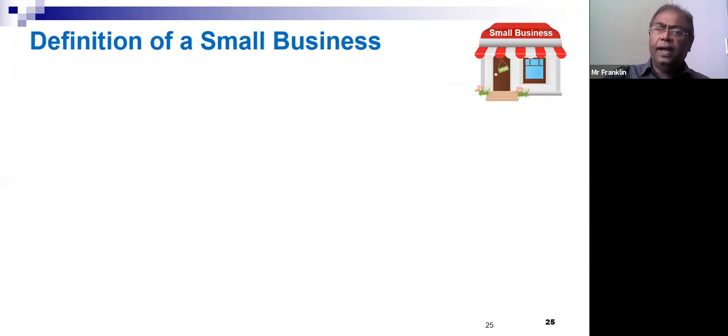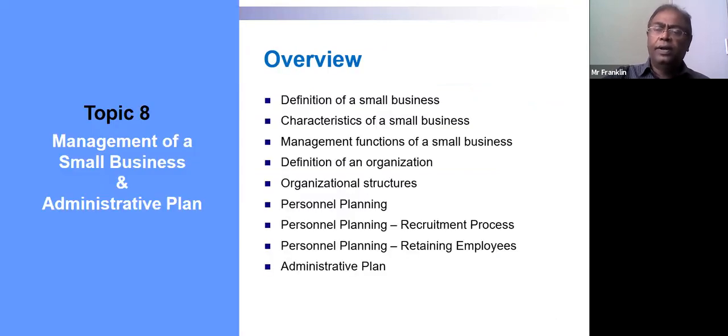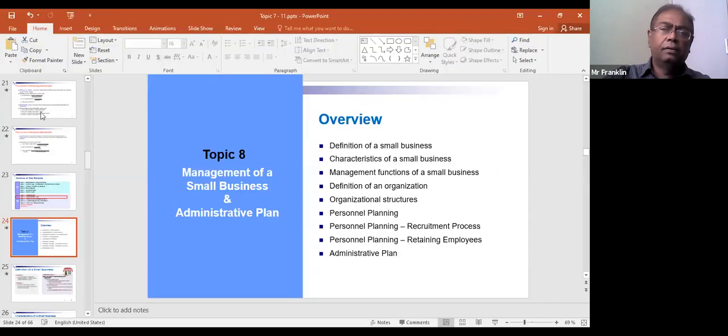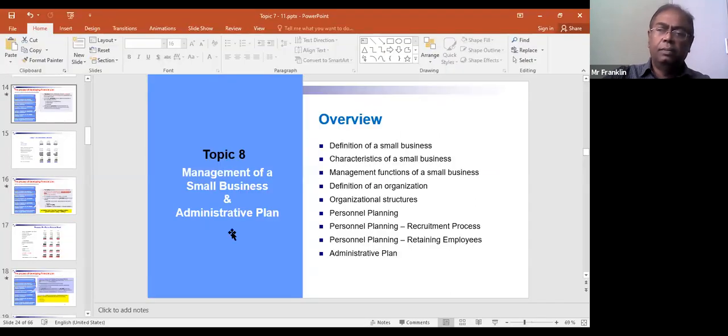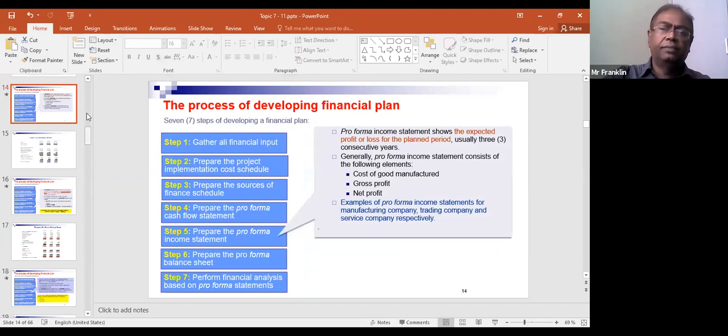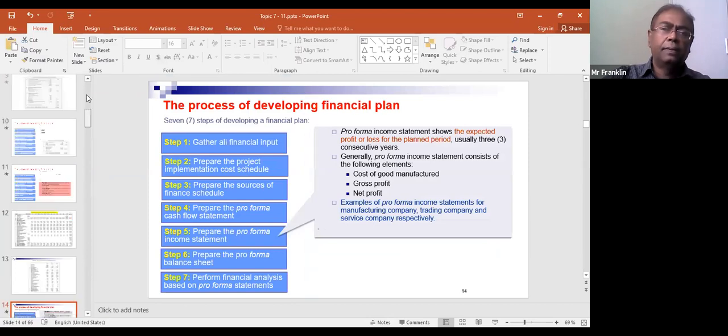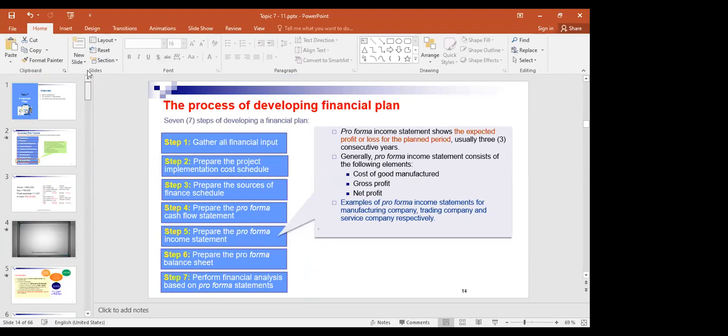In the business plan, remember, we saw there's one called the administrative plan. Remember, we had the administrative plan, the business plan.